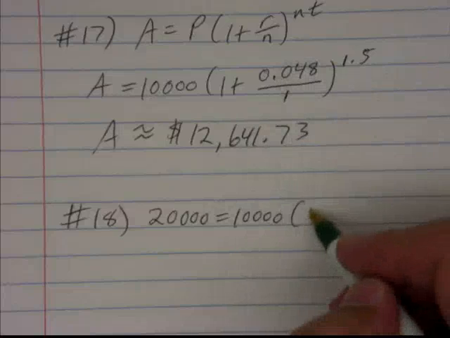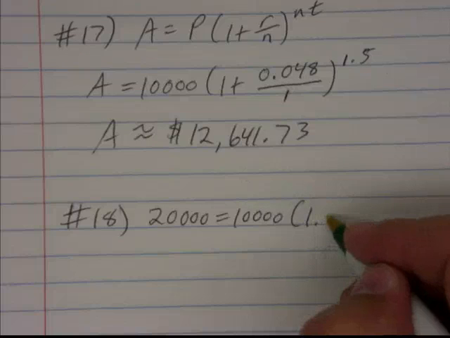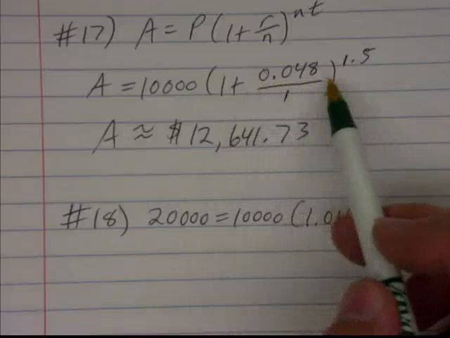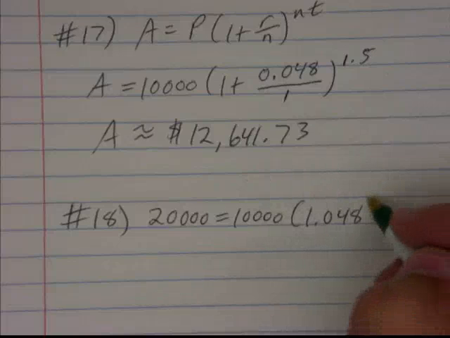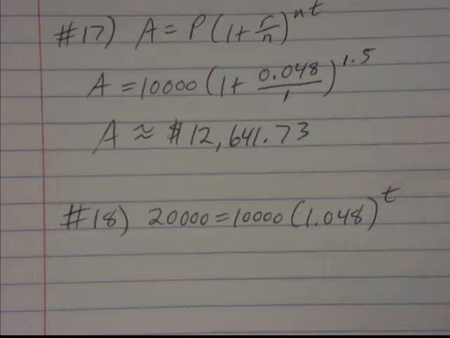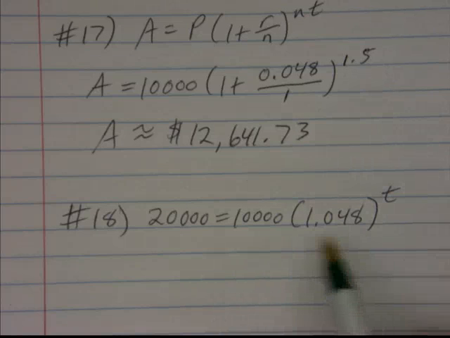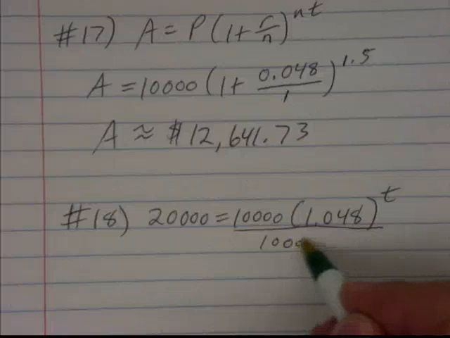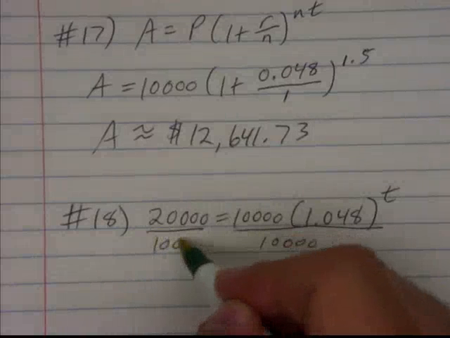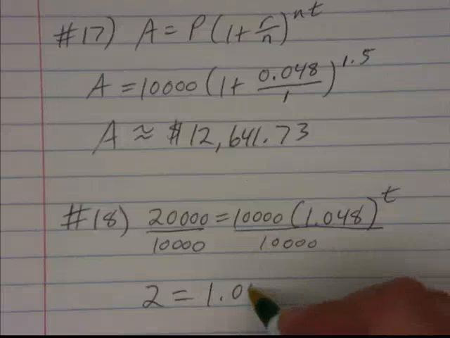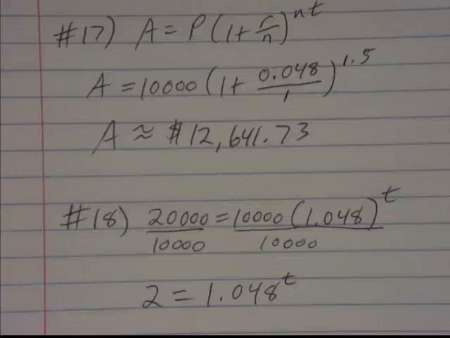And I'm going to simplify this a little bit. 1.048, I'm going to add those together. 1 plus 0.048 is 1.048. Raised to the, this is still a 1, and so what I'm trying to solve for is my t. Now the first thing I'm going to do is isolate this exponential, so I'm going to divide both sides by 10,000. Which will give me 2 equals 1.048 to the t.